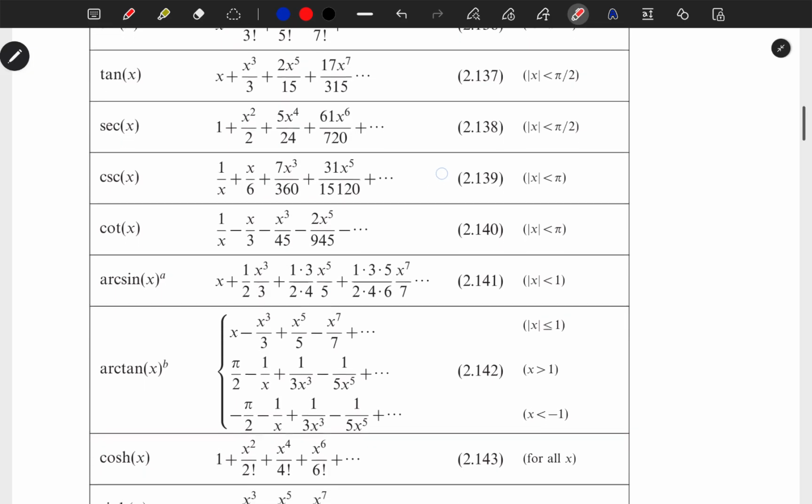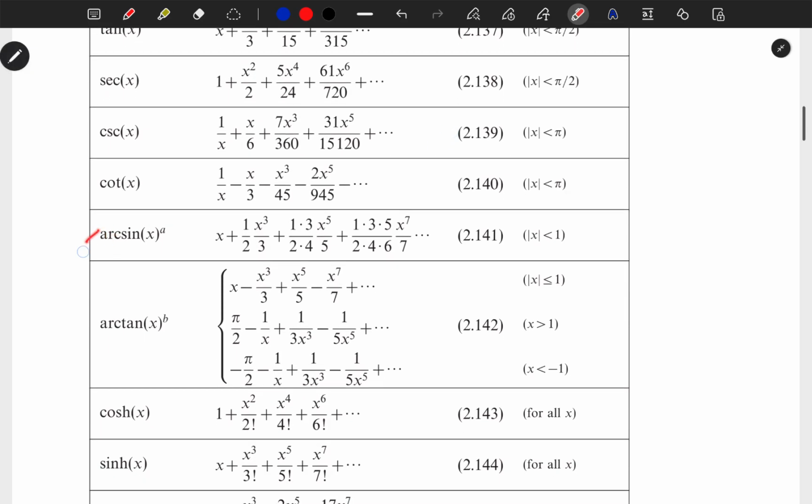Similarly, other formulas are there, but important is arc sine, so sine inverse x equals x plus 1 by 2 times x cube by 3, and so on, then the x to the power 5 term, then the x to the power 7 term. All are positive.